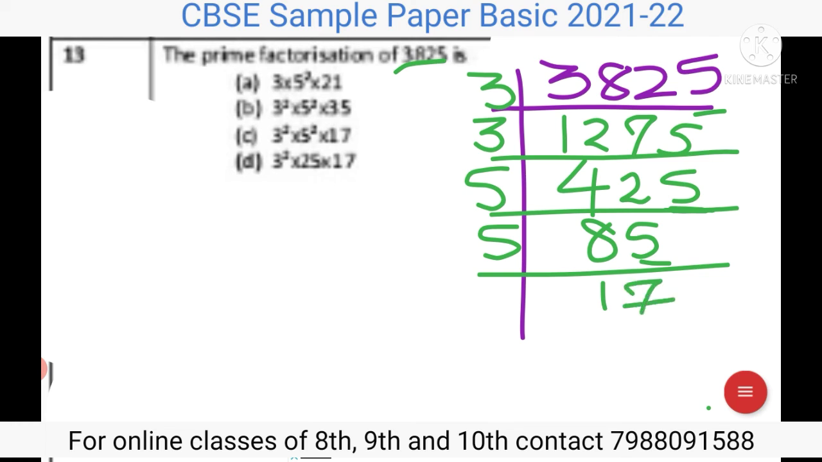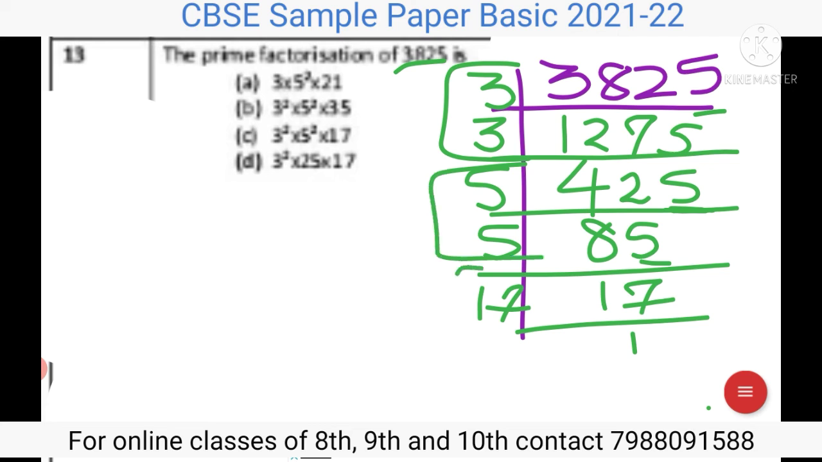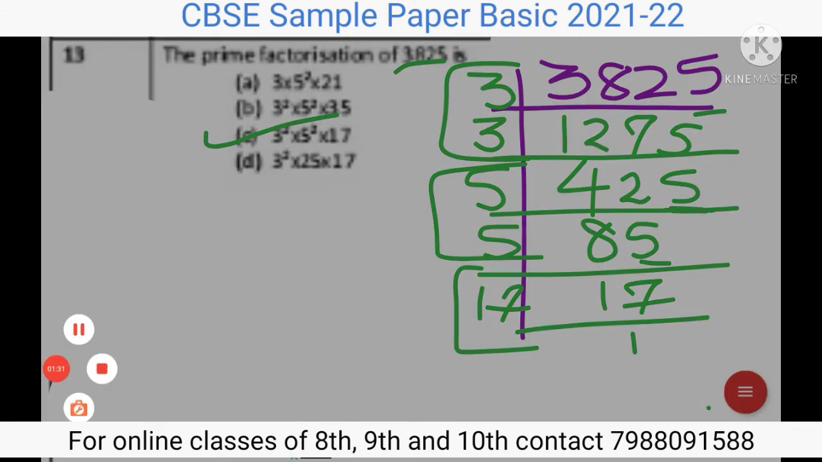Now 17 is a prime number and so we know that it will not go further. So you may not do this step which I am doing right now. 17 1s are 17. You may leave it and straightway we can see we have 3 square, 5 square and a 17. Right? So C is clearly the right option: 3 square into 5 square into 17.